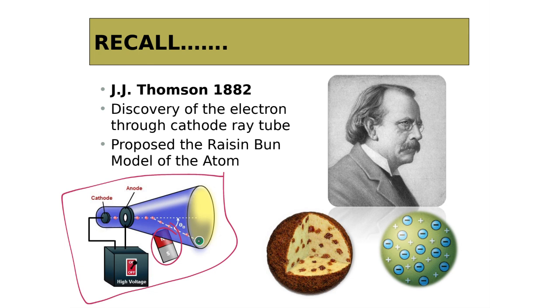He assumed that there had to be positive parts as well, but he didn't really know the placement of anything. So he had what we call the raisin bun model of the atom, where these electrons, and again, he didn't know that they were protons, but he figured these positive charges would be scattered all through the atom.